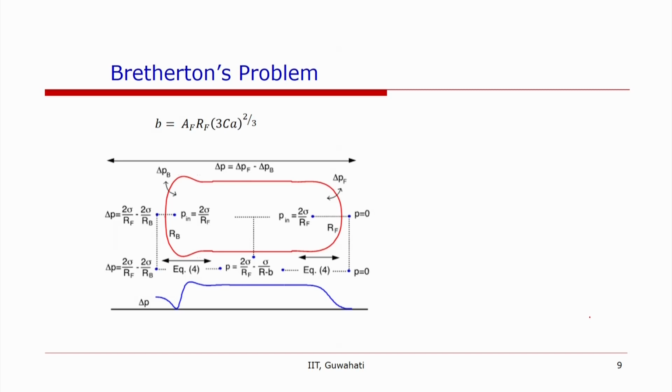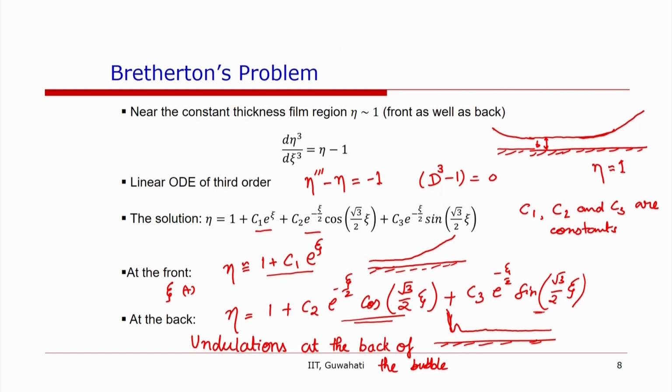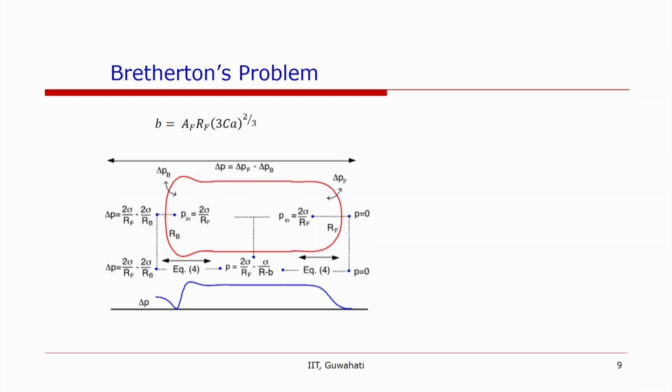Okay. Now, we have obtained the asymptotic solution, but in this solution, note that what we do not know are these constants C2 and C3. So this is only a qualitative representation. However, one can find out the wavelength of these undulations and compare with the experiments. Further, if we look at the start of the Bretherton problem, we discussed the pressure jump at different regions near the bubble. So we will see whether this pressure jump can be found out.